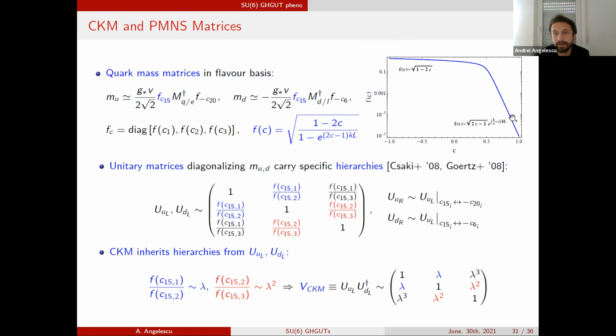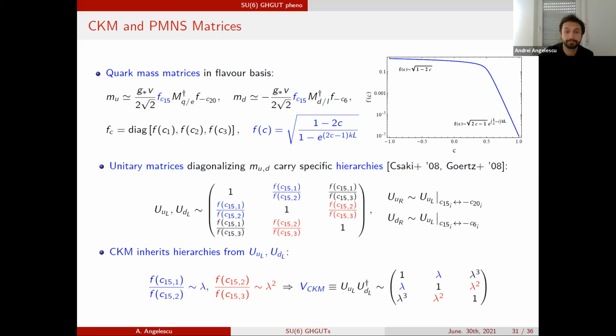So by looking at these mass matrices for the up and down, one can infer the approximate hierarchies in the rotation matrices U left and D left. If you choose these two matrices to be hierarchical, then their product, which is the CKM, is also going to be hierarchical. And by choosing these ratios of F functions, where this is C15, the bulk mass parameter for the 15 SU6 multiplet for different generations, so 1, 2, and 3 are the generation indexes here, if you pick these to match the Wolfenstein parameters, you naturally explain the hierarchies in the CKM.